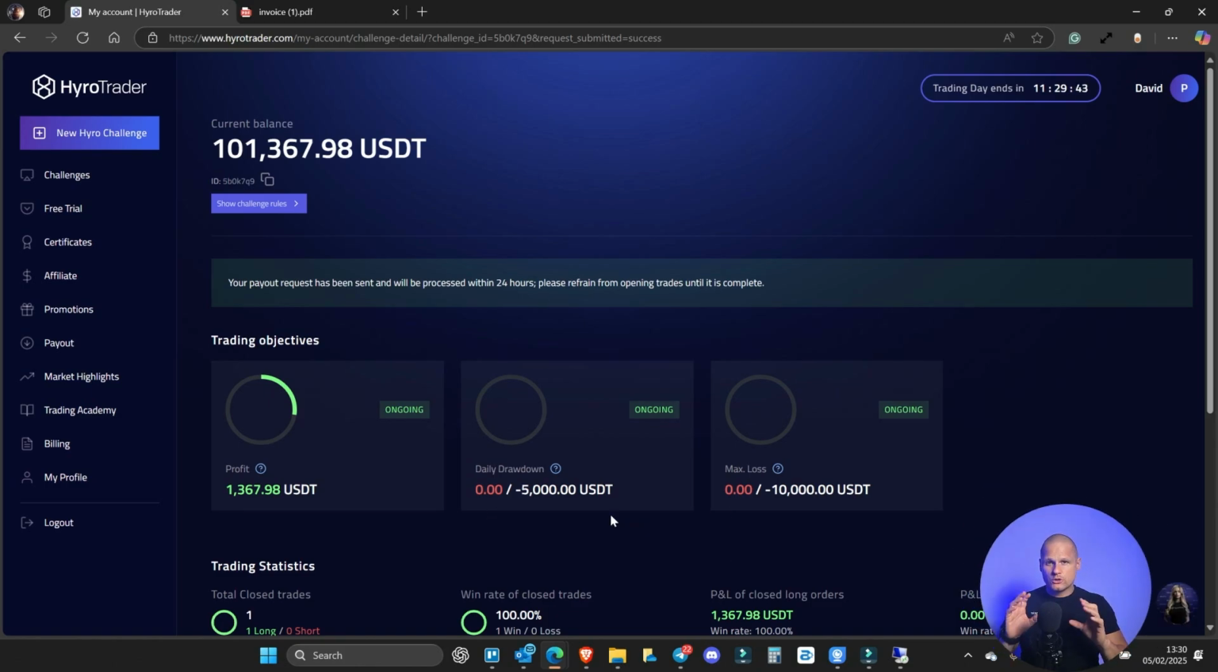So the payout request has been sent, and at this stage you should refrain from opening new trades until the funded account resets and you can start over again.